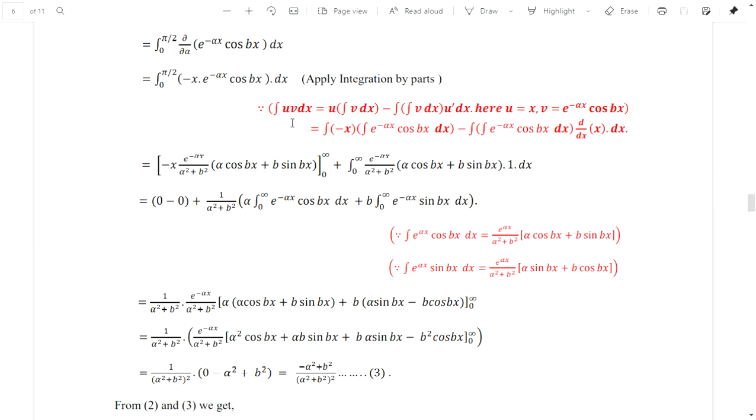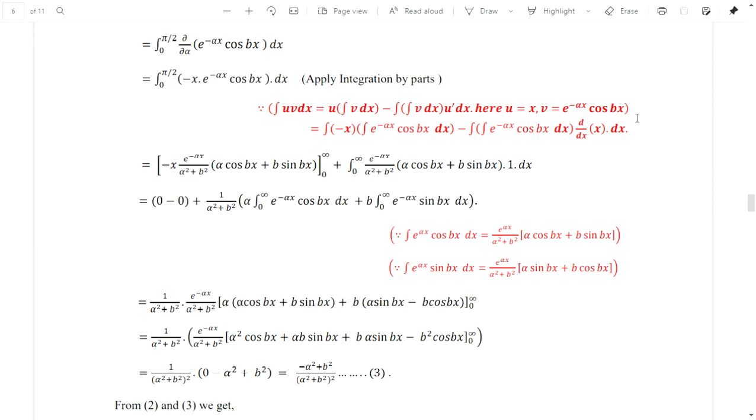That is what I have written here. The integral of uv dx is equal to u into the integral of v dx, minus the integral of the integral of v dx into the differentiation of the first function, that is du by dx, into dx. Here u is equal to x and v is e to the power minus alpha x into cos bx.